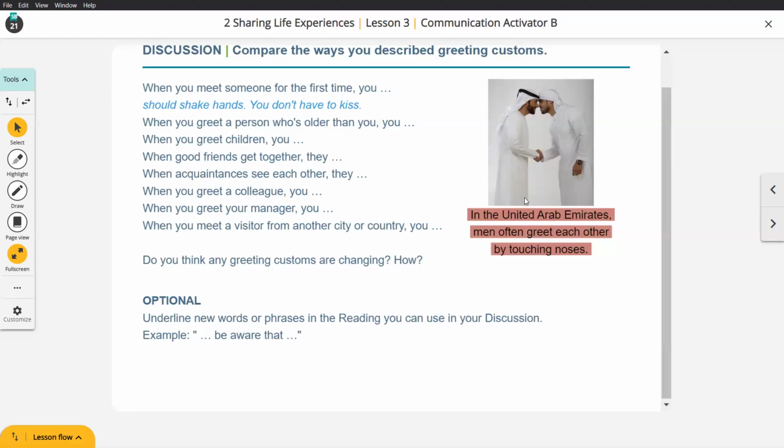For example, shaking our hands, like waving, etc. In the United Arab Emirates, men often greet each other by touching noses. So let's see how our cultures greet in different ways. Some of them have meaning, yes. Some of them are just customs, yes. And that's all right. So in this case, we are in a changing area.